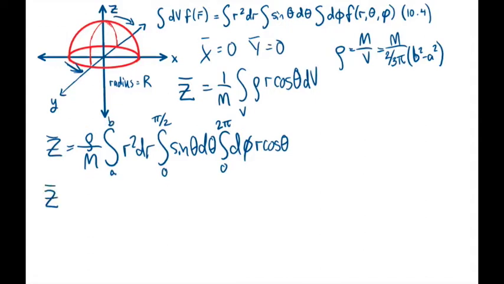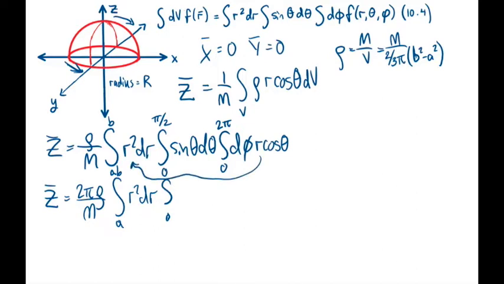Let's first pull out the integral of d phi, which is just phi, so that'll be 2 pi. Let's put it out front with the constants. Rho over m, integral from a to b of r squared dr. Then we'll have the integral in here of, let's actually move the r's together, r cubed dr. And then we'll have sine theta, cosine theta, d theta.